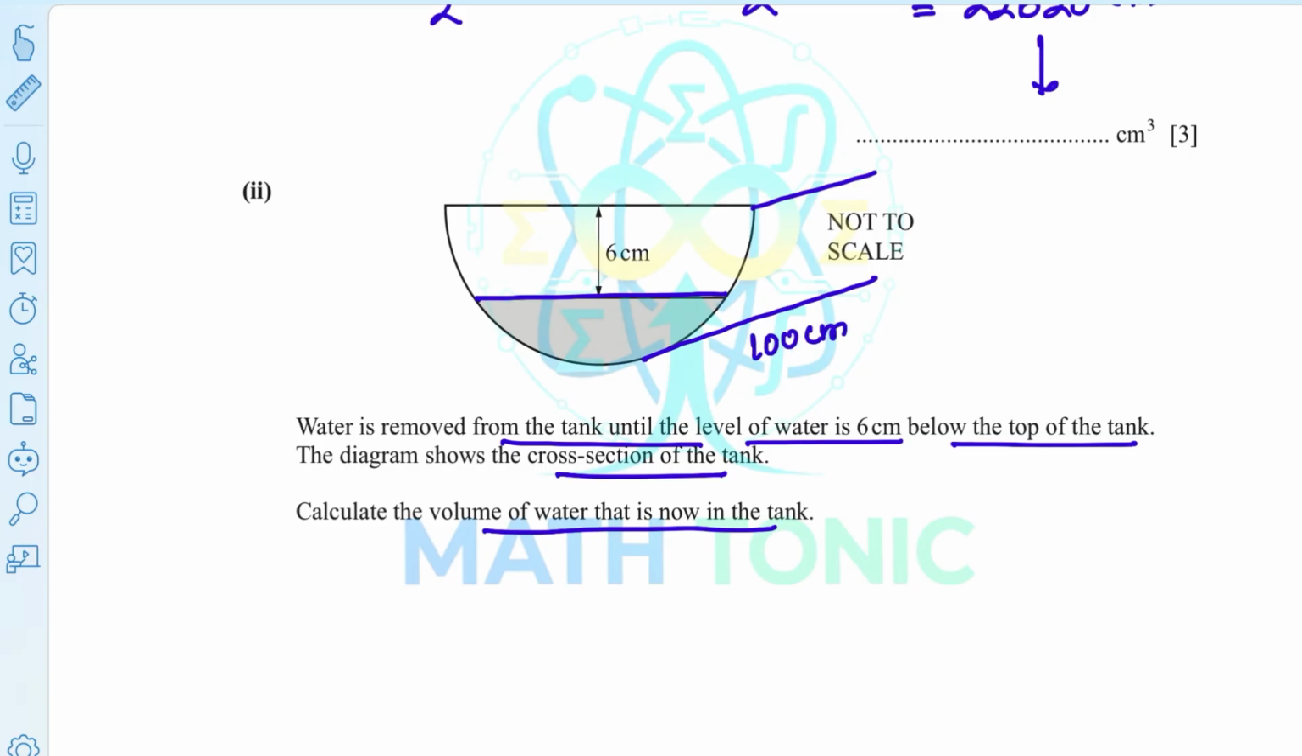Okay, now what we have to do is find the volume of water, the amount of water we have. Amount means the area of this cross section I'm talking about. First find the area of this cross section, then multiply with this 100, so we can say that is the volume of water we have in this. So how to find this?